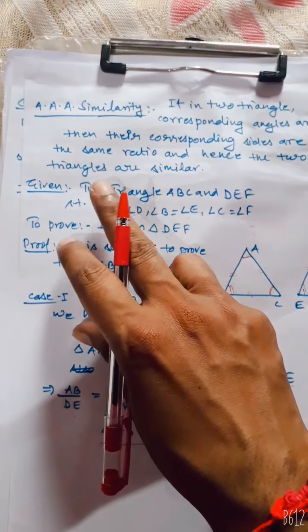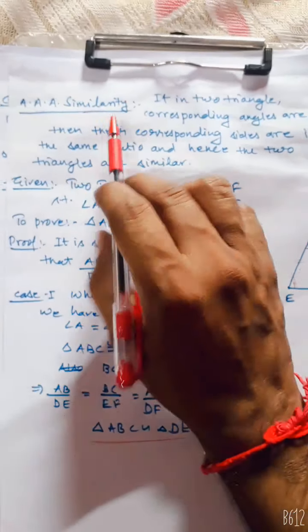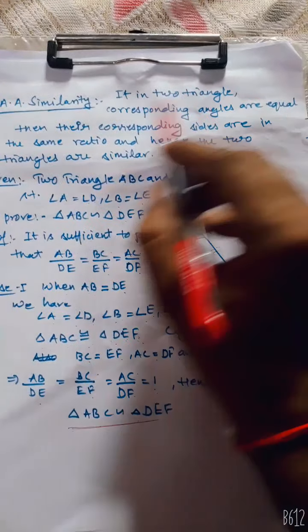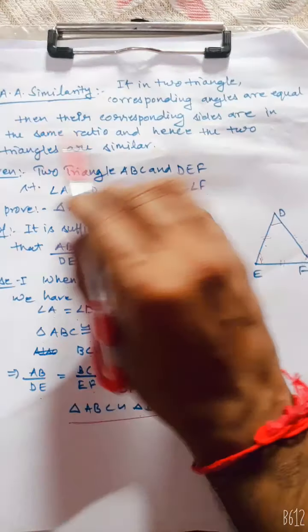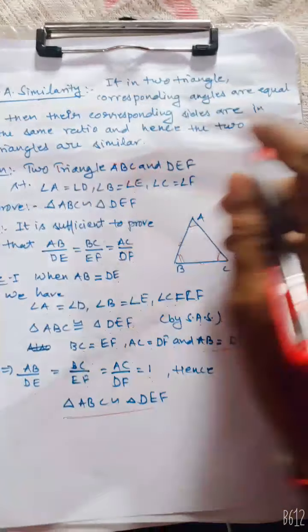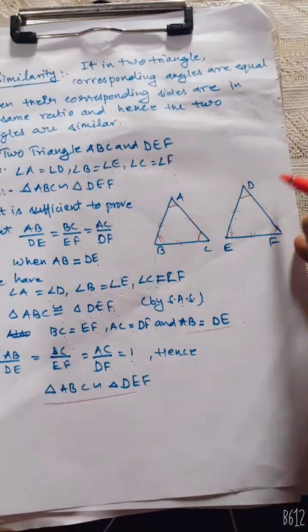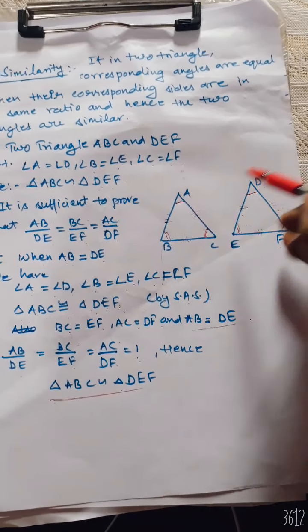Hello student, we are going to prove the angle-angle similarity theorem. So what is the statement? If in two triangles corresponding angles are equal, then their corresponding sides are in the same ratio and hence the two triangles are similar. So here ABC and DEF are two triangles and their corresponding angles are the same.